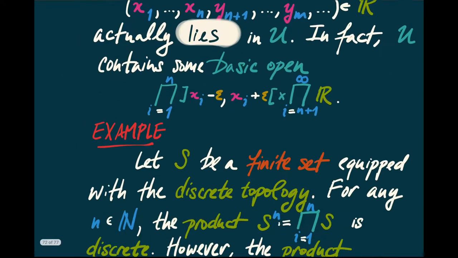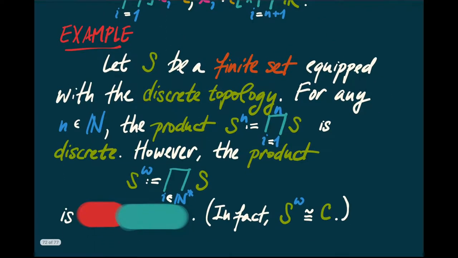Here's another example that shows the same kind of strange behavior. If we choose a finite set S and we equip it with the discrete topology, then once again we can take the product of S with itself. First, we can do it finitely many times, and that will still be discrete. However, if we choose to do it infinitely many times, it is no longer discrete. In fact, not only is this not discrete, but as long as S has cardinality at least 2, S to the omega is homeomorphic to our old friend the Cantor space.